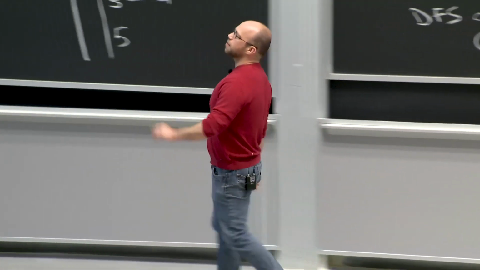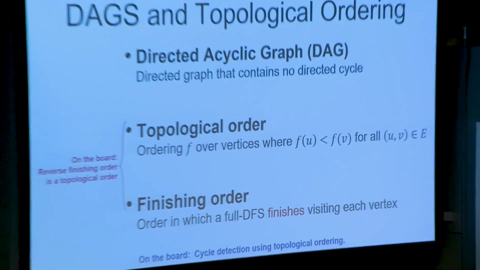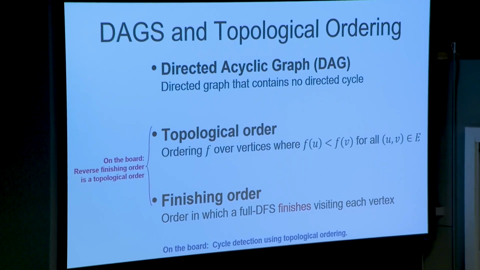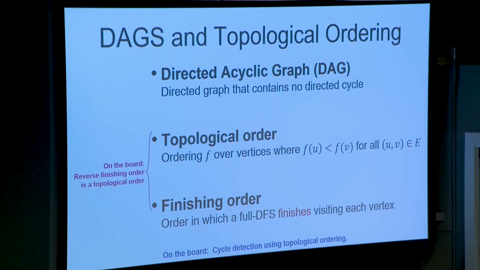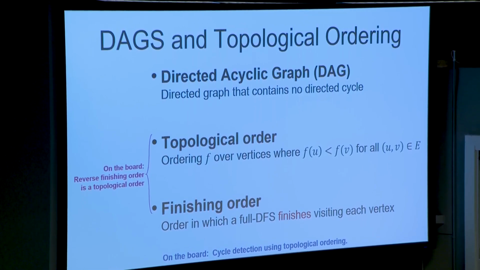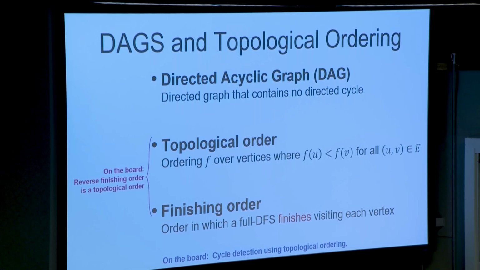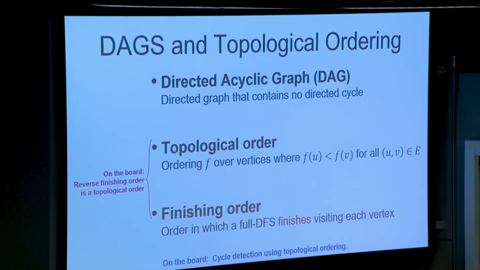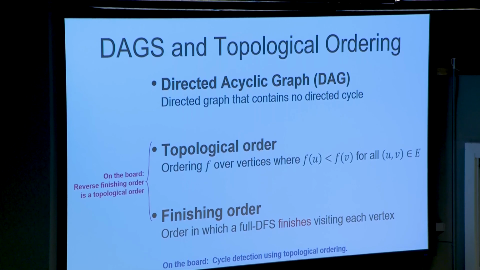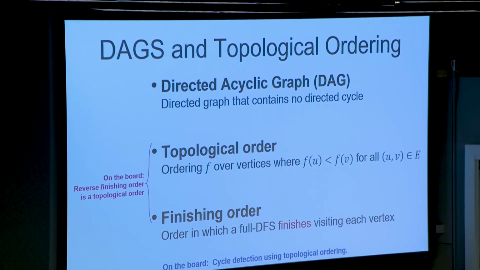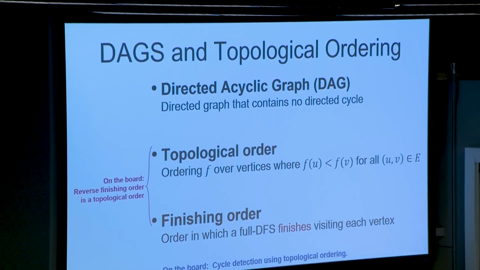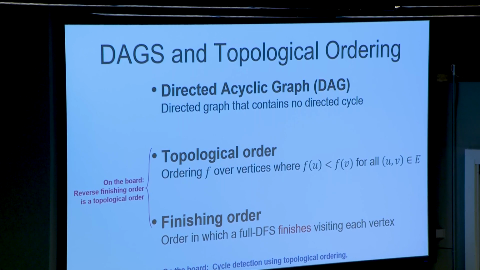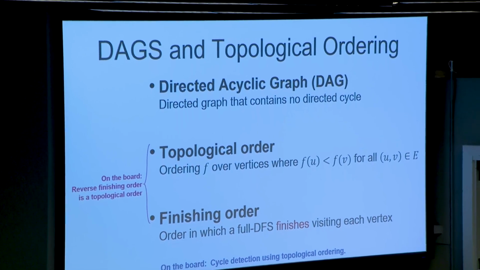So for topological ordering, think of f as a function that assigns every node an index, an ordering. This is the first vertex, this is the second vertex, and so on. Then a topological order is one that has the property shown here, which is that if I have a directed edge from u to v, then f of u is less than f of v. In other words, in the ordering that I get in my topological order, u has to appear before v.